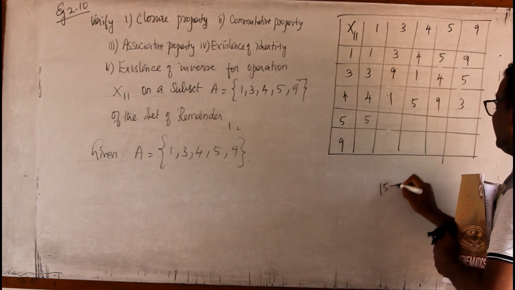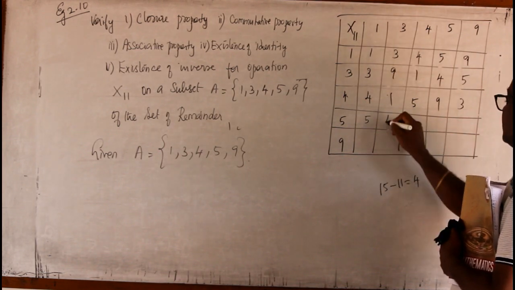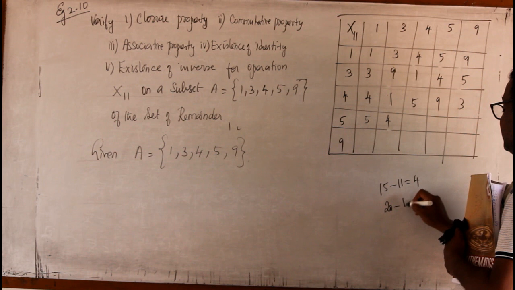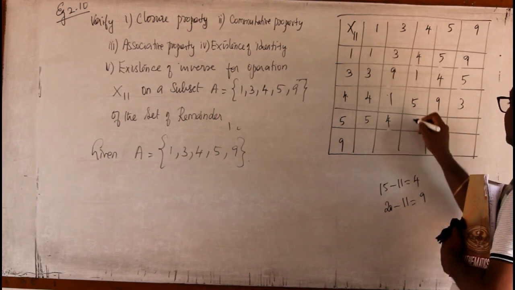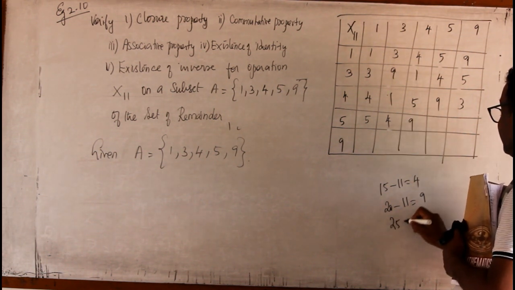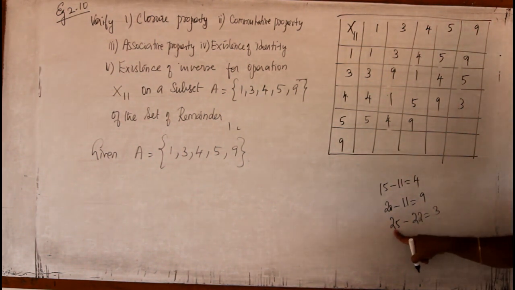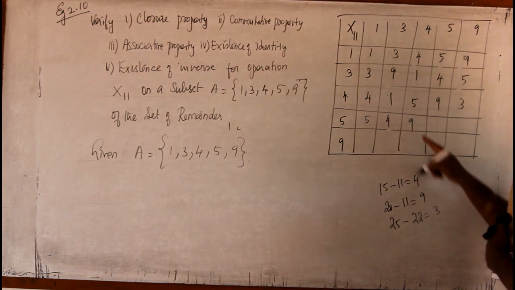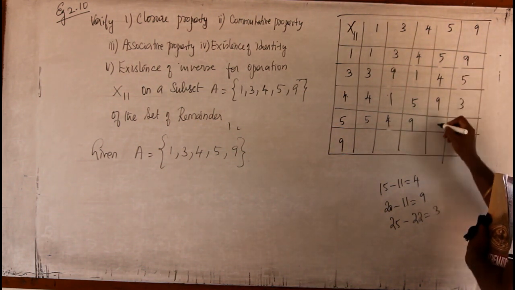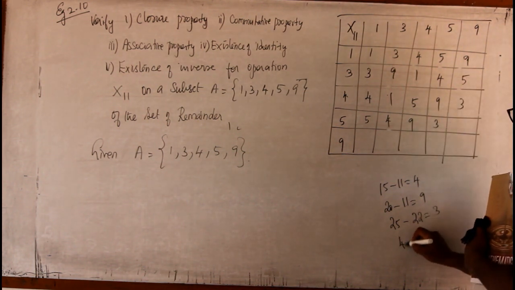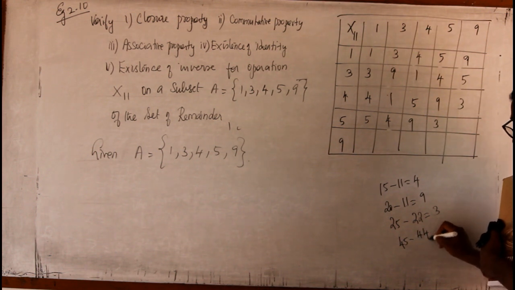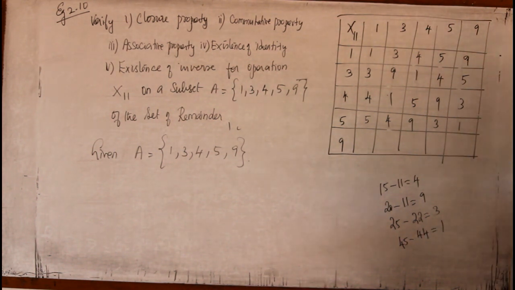5 threes are 15, remove 11, 4. 5 fours are 20, remove 11, 9. 5 fives are 25, remove 22, the remainder is 3. So the number of 11s in 25 is 2, that is 22. Similarly, 5 fives are 25, so the remainder is 3. 5 nines are 45, we can remove 44, therefore it is 1.